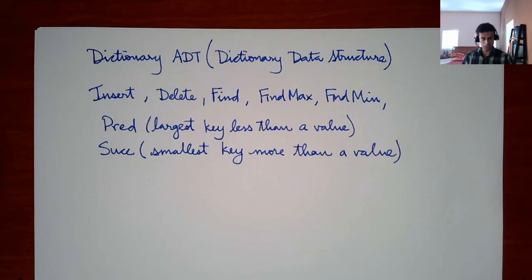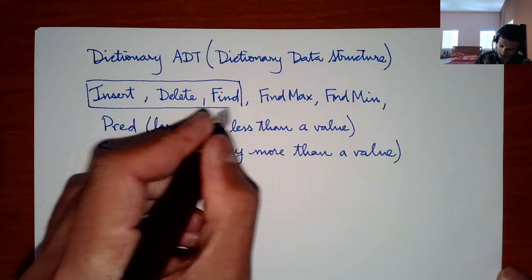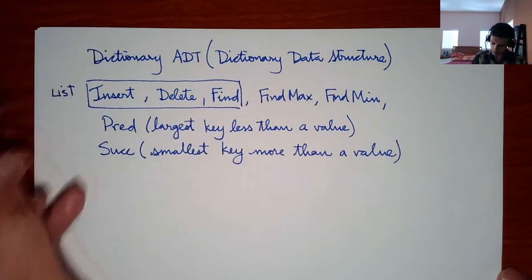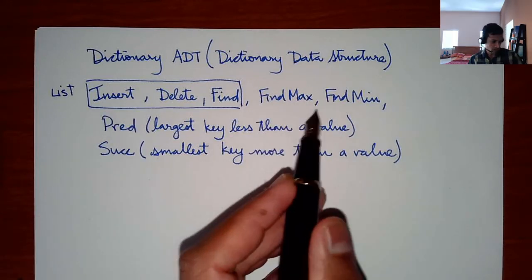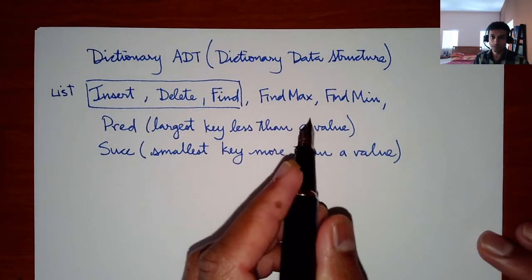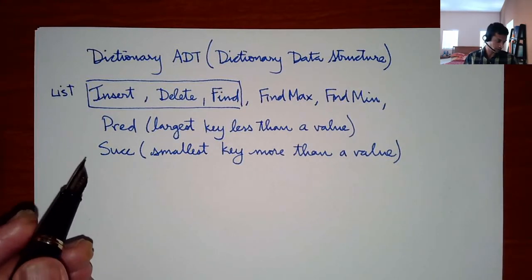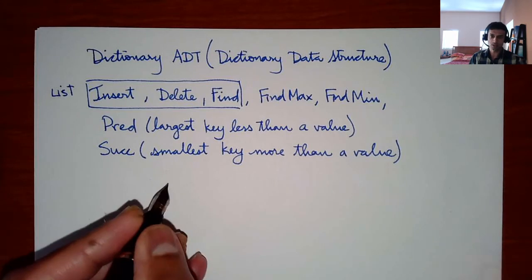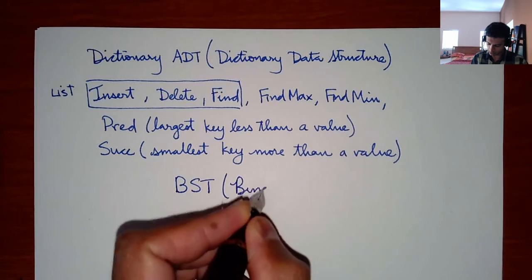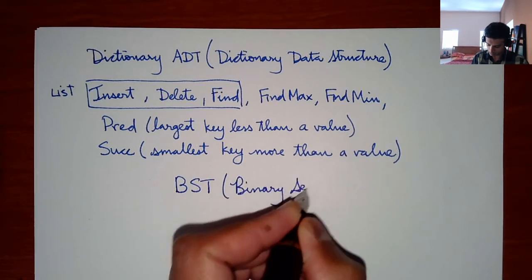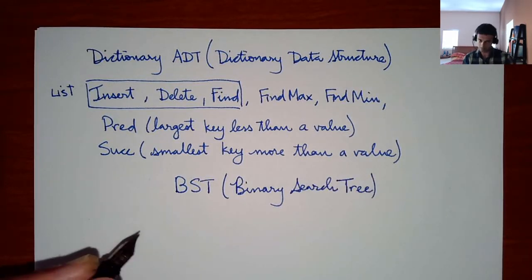So there are 7 operations that I've listed here. Remember, the list does these. The heap does insert, find max, and of course extract max. And the dictionary data structure does all these operations. And the data structure that does all these operations, which many of you may already know, is the binary search tree, also called a BST.